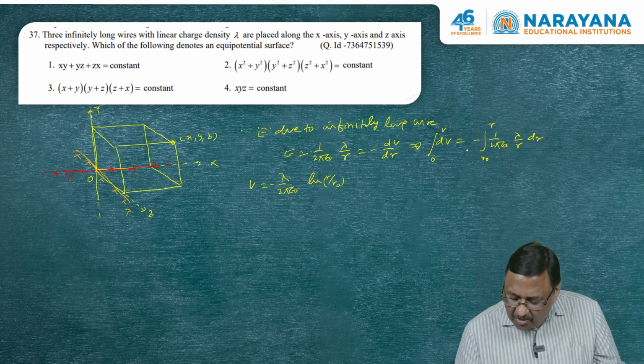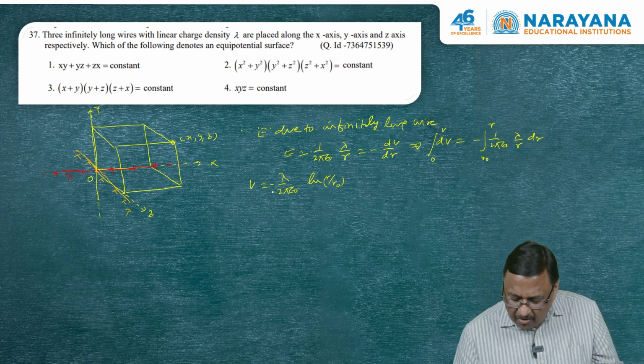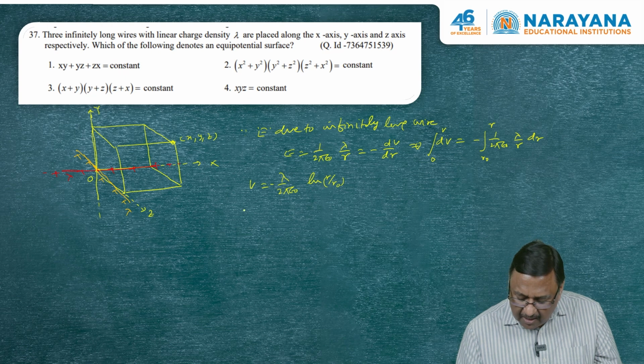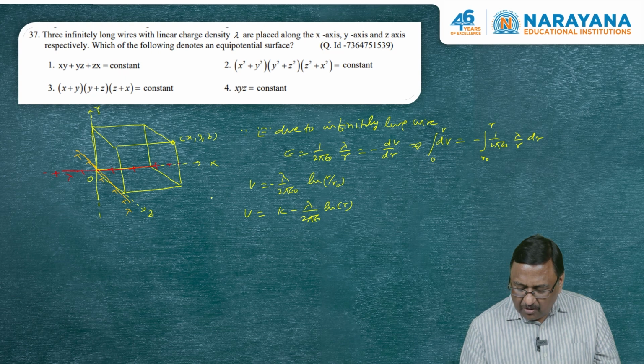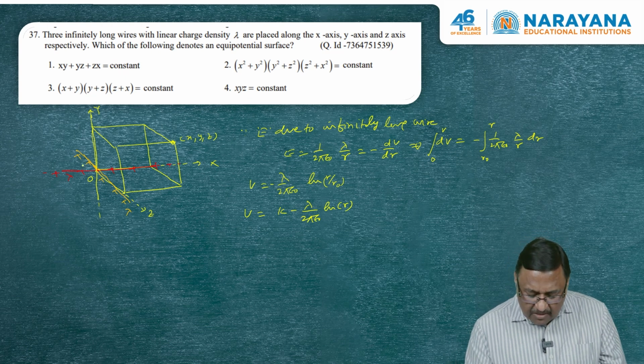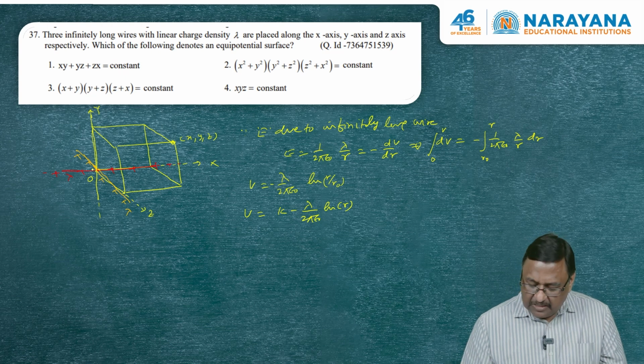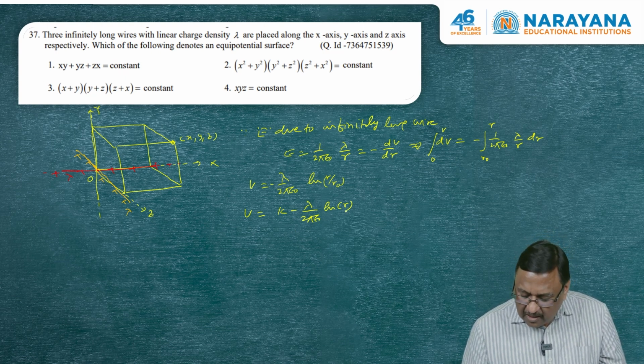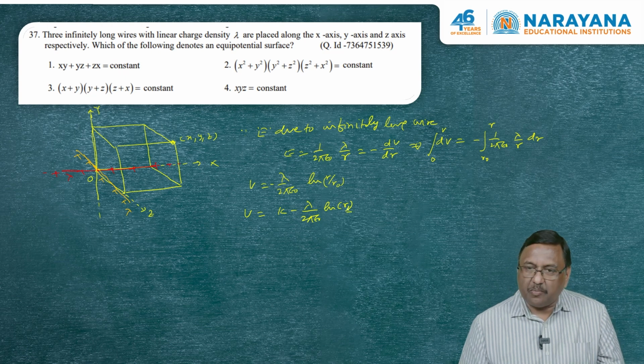So if I write this, it is r upon r naught, or if you take minus inside, something is there. So I'm getting my potential in this manner. I can express this V as some constant minus lambda upon 2 pi epsilon 0 into log of r. I'm putting log r naught as some constant value because r naught is my reference position. If I consider all these three wires with respect to origin, then the reference point is taken to be the same somewhere. So V is going to be this, and r is my perpendicular distance from the wire.